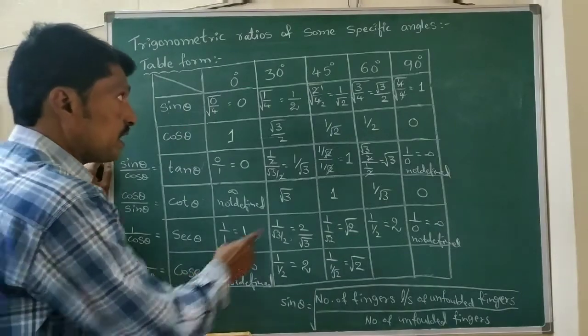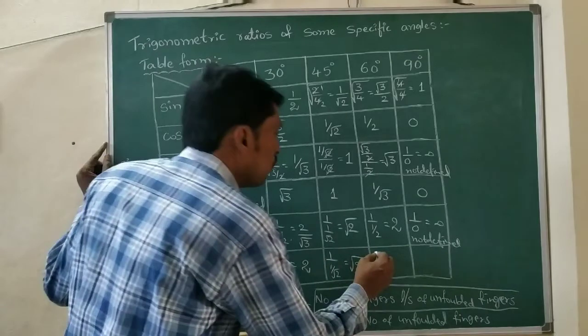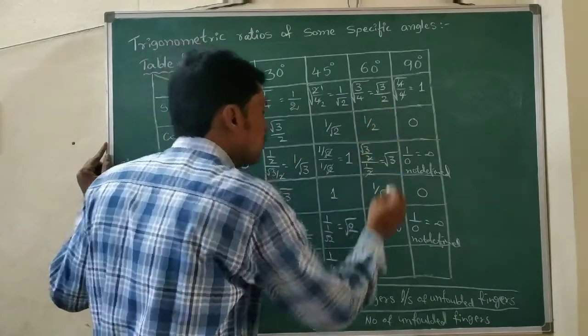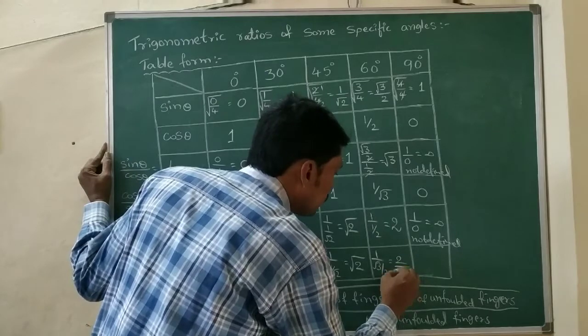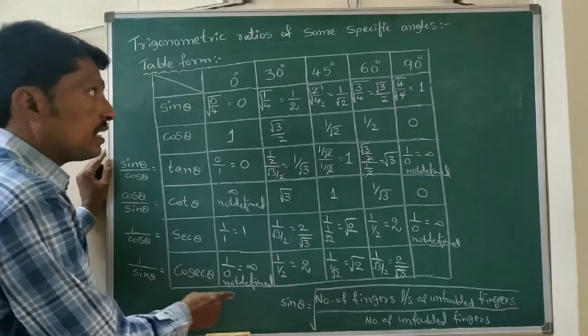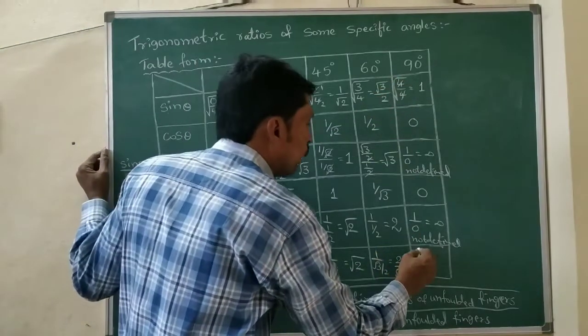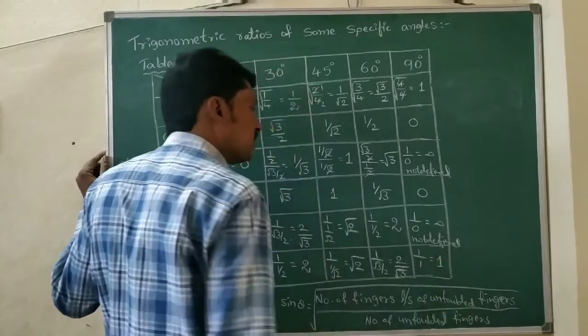Next, cosec 60. How much is the cosec 60 value? It is 1 by sin 60. Sin 60 is root 3 by 2, so we get 2 by root 3. Next, cosec 90 means 1 by sin 90. Sin 90 value is 1, so 1 by 1, we get 1.